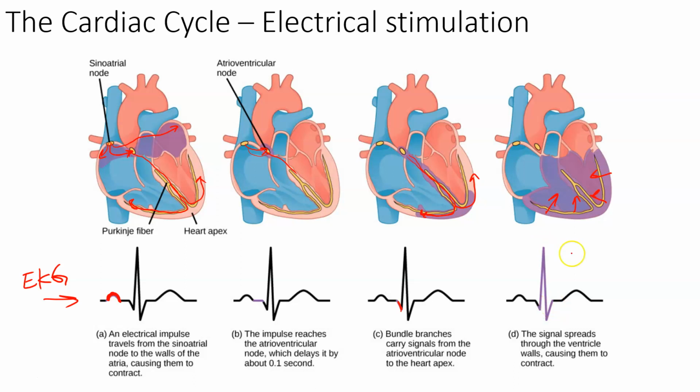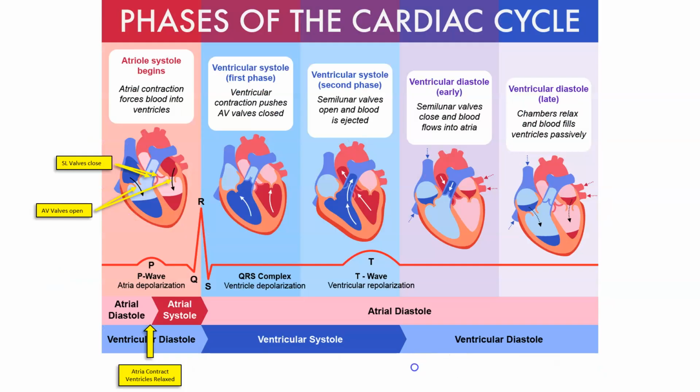Obviously, every time you have a blip, that indicates a heartbeat, and so you can measure the heart rate based on EKG. And so by the time you look at what's happening with all of these, you can look at the shape of the EKG, and that kind of gives you an idea of what's happening within the heart. Okay, now we're looking at phases of the cardiac cycle.